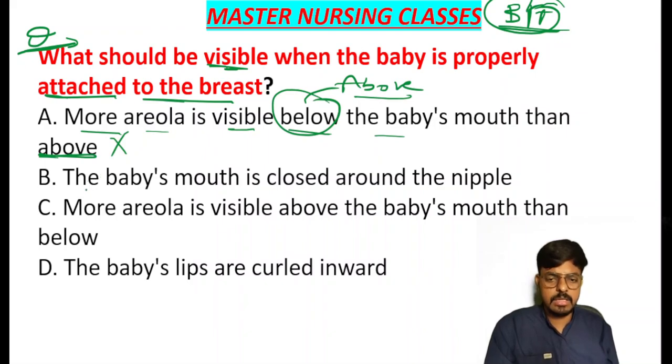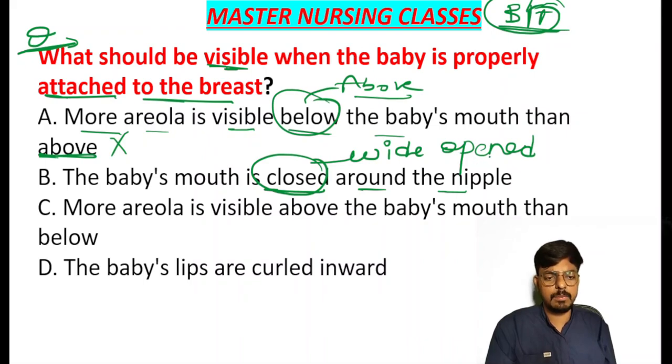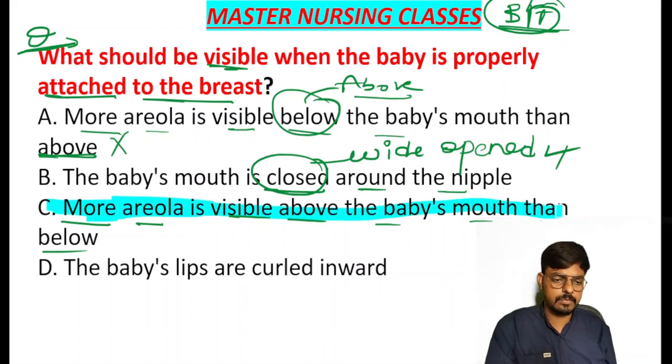Then option B, the baby's mouth is closed around the nipple. No, it should be wide open around the nipple. So this also I am eliminating. Then option C, more areola is visible above the baby's mouth than below. Yes, this is the perfect sign of good attachment. If more areola is visible above, then we can say the baby is attached to the breast perfectly.